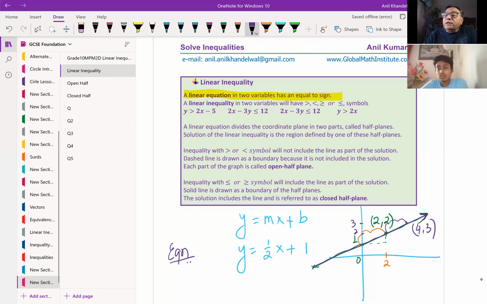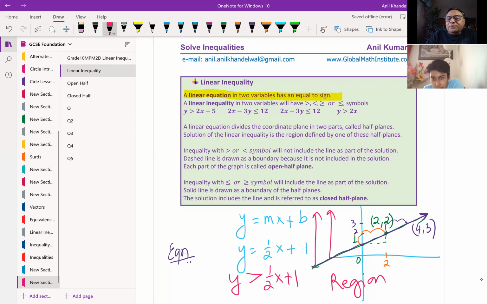Now we are talking about inequalities. If I say that my inequality is y is greater than half x plus 1, it means what? Can you tell me? y is greater than half x plus 1. So then we are looking into a region, right? Everything which is above this line. Is it clear to you? Yes, sir. Everything above this line is what we are looking into, and the line is not included. So we'll use a dotted line for this. Is it clear to you? Okay, sir. So the region above the line, is that clear to you?